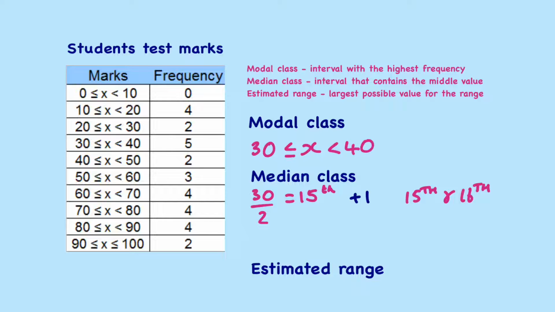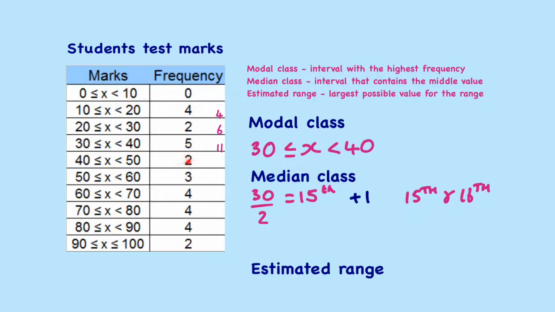So we need to find out where they are. So we need to go back to our table. Now, as the table is in order, we know that no students got between 0 and 10. 4 students got between 10 and 20, so there are our first 4 values. Then the next 2 values are 20 to 30. That'll bring us up to our 6th value. And the next 5 values will bring us up to our 11th value.